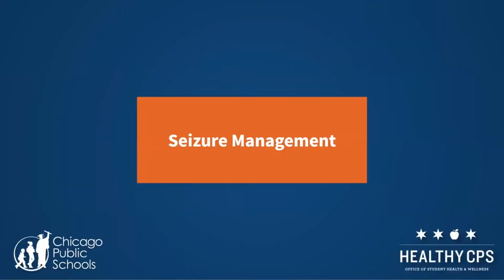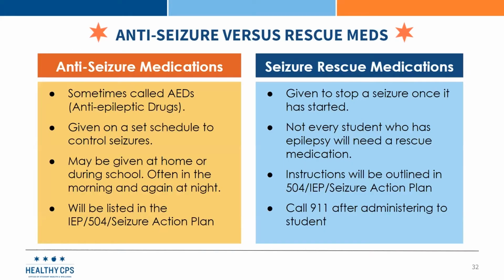All right, let's transition a little bit now into the actual management of seizures. So the ultimate goal for a person diagnosed with epilepsy is going to be seizure freedom. The next best attainable goal is going to be seizure control. And 70% of people do get very good seizure control on anti-seizure medication.